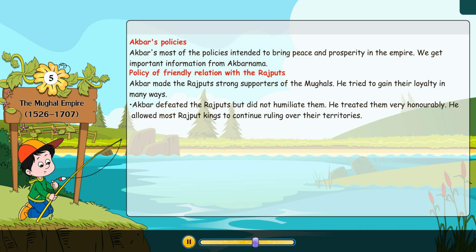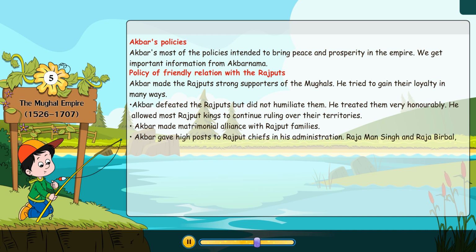He allowed most Rajput kings to continue ruling over their territories. Akbar made matrimonial alliances with Rajput families. Akbar gave high posts to Rajput chiefs in his administration. Raja Man Singh and Raja Birbal, two of his most trusted officials, were Rajputs.